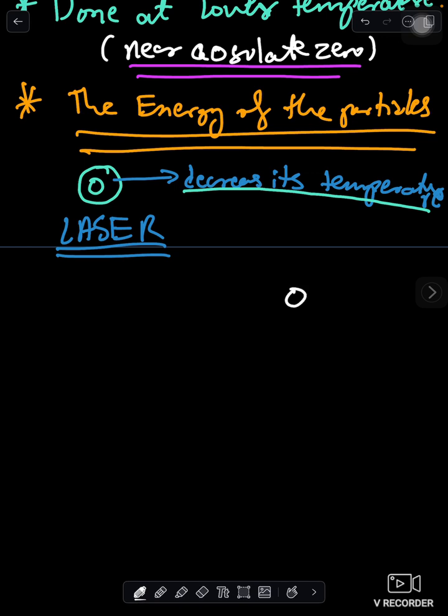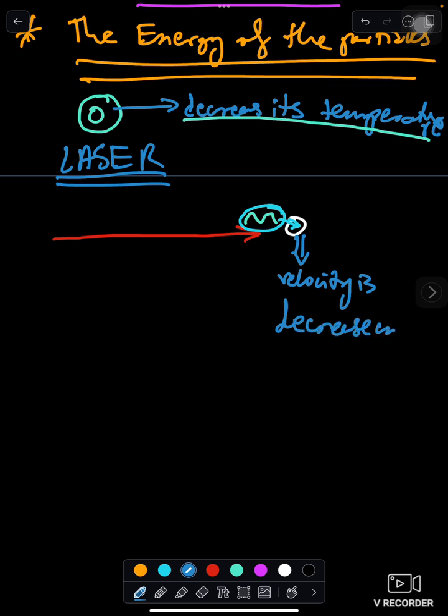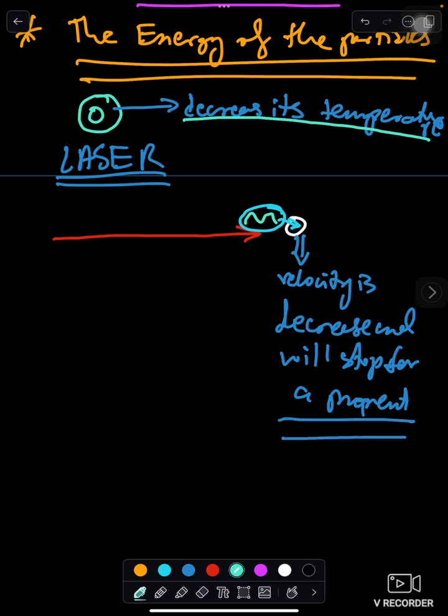I'll show you. Let's suppose we have a particle over here. When we have a laser coming towards it, this is a monochromatic laser, one frequency laser. The energy of that laser or that photon will be absorbed by this particle, and then its velocity will decrease and it will stop for a moment. Then it will give out that photon again, emit, absorb.